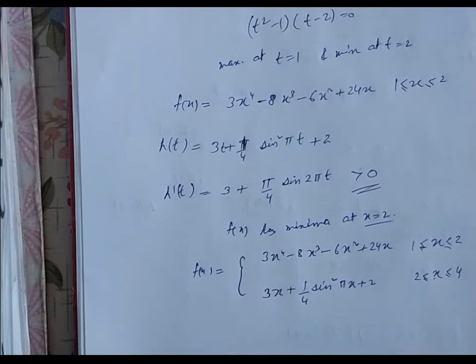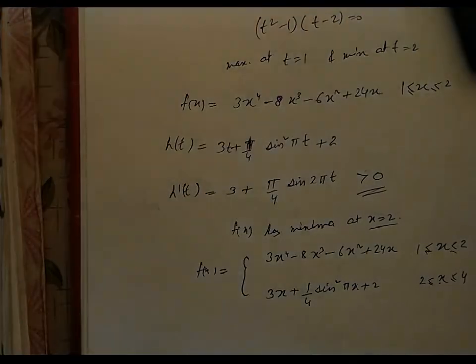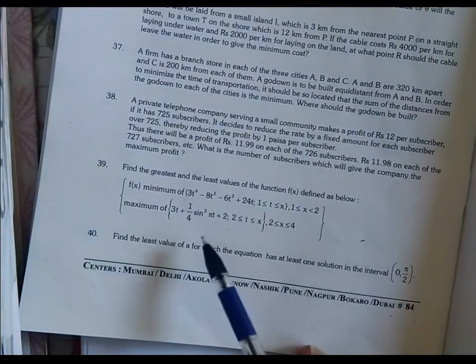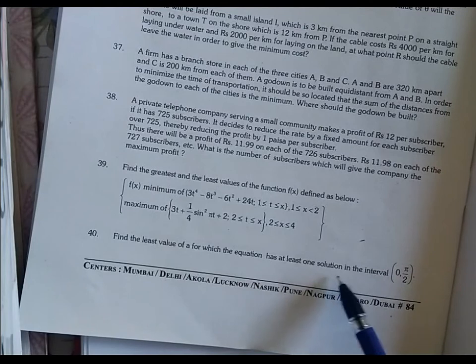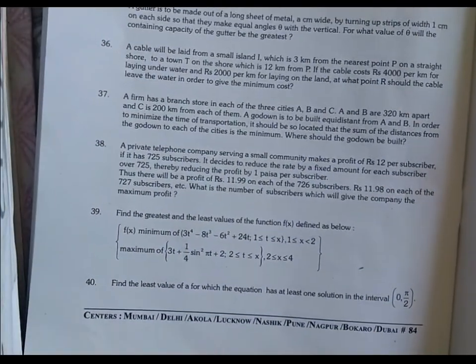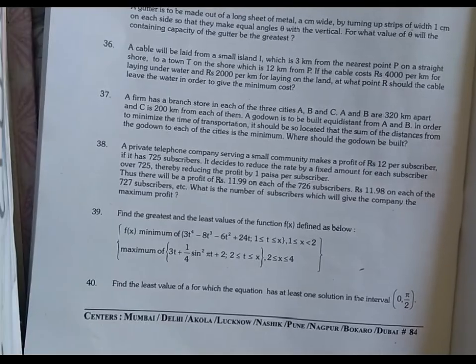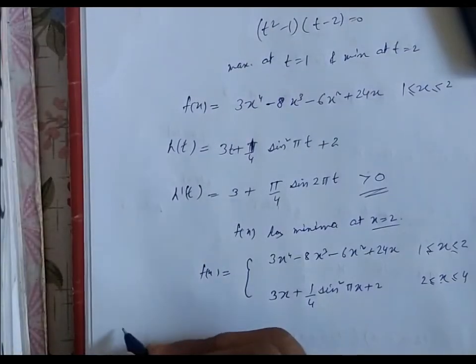Find the least value of a for which the equation has at least one solution in the interval this. There is no equation given in the question. I guess there should be some mistake. Find the value of a for which the equation has at least one solution in the interval this. There's no equation given over here. I think there's a printing error. There's something missing. Anyways, moving to next question, question number 41.